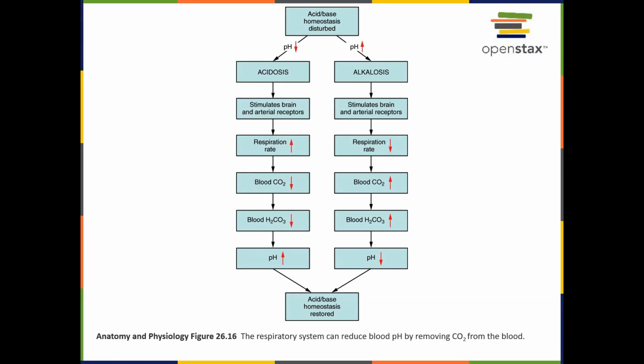Carbon dioxide is removed from the blood at a higher rate. As the blood carbon dioxide level goes down, the carbonic acid level of our blood goes down. This is effectively removing hydrogen ions from the blood, so that the pH of the blood increases, helping to restore the homeostatic set point of our blood pH, which is about 7.4.